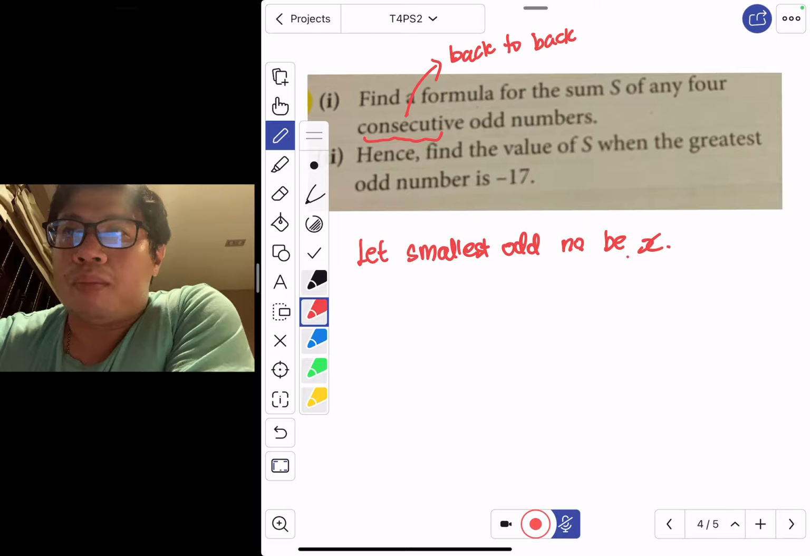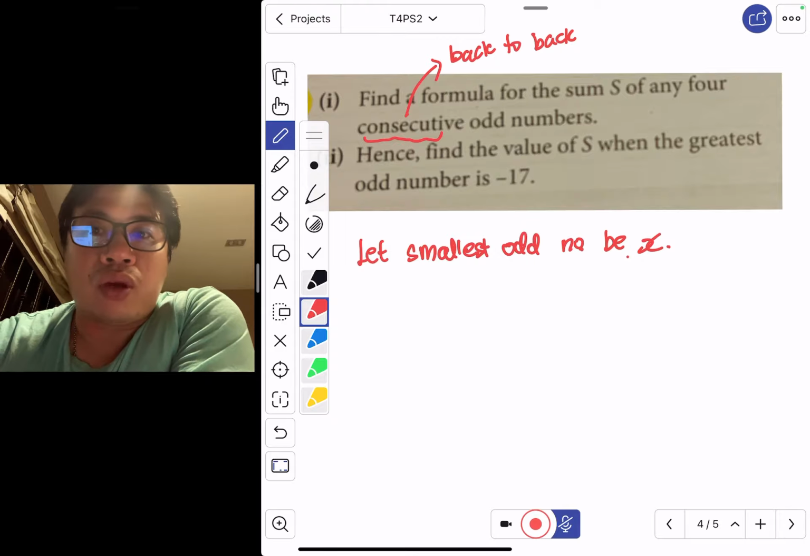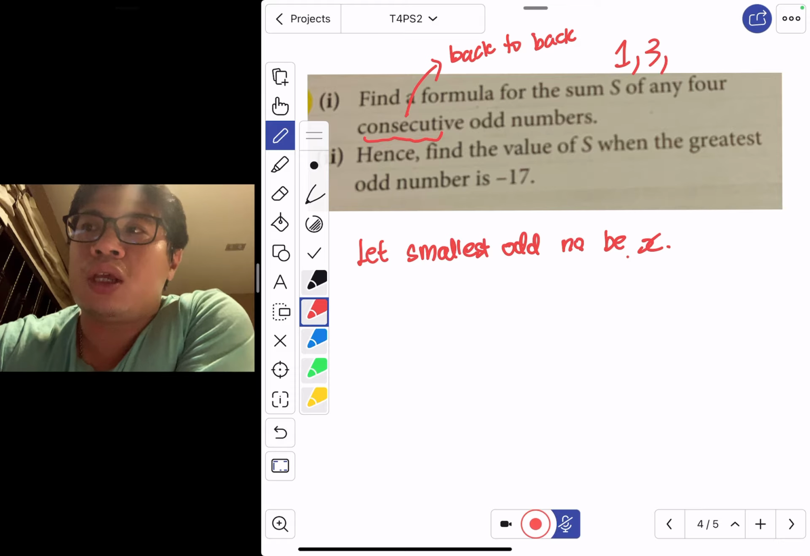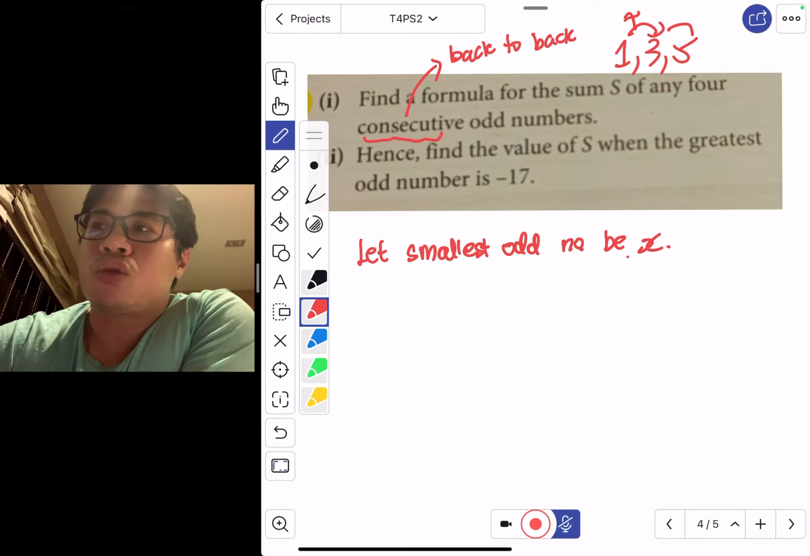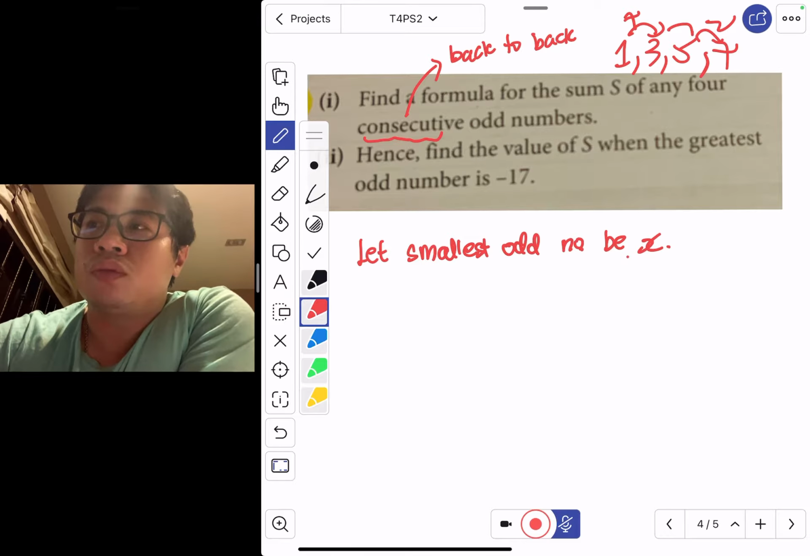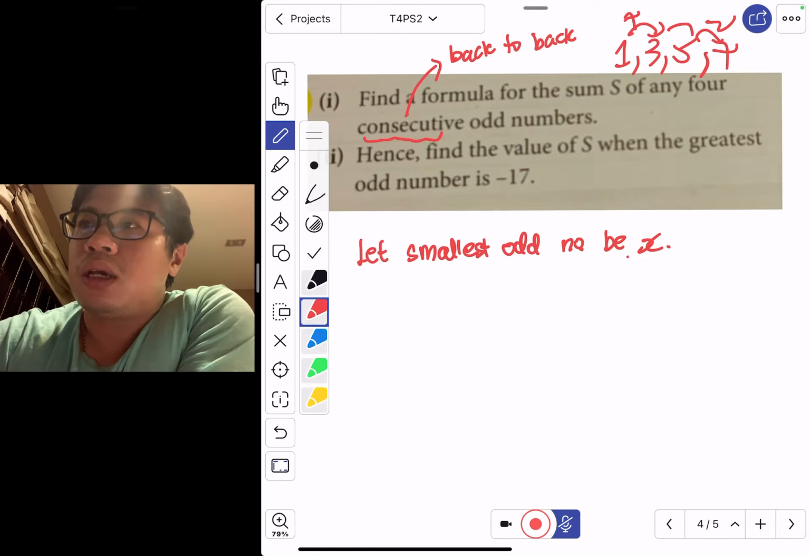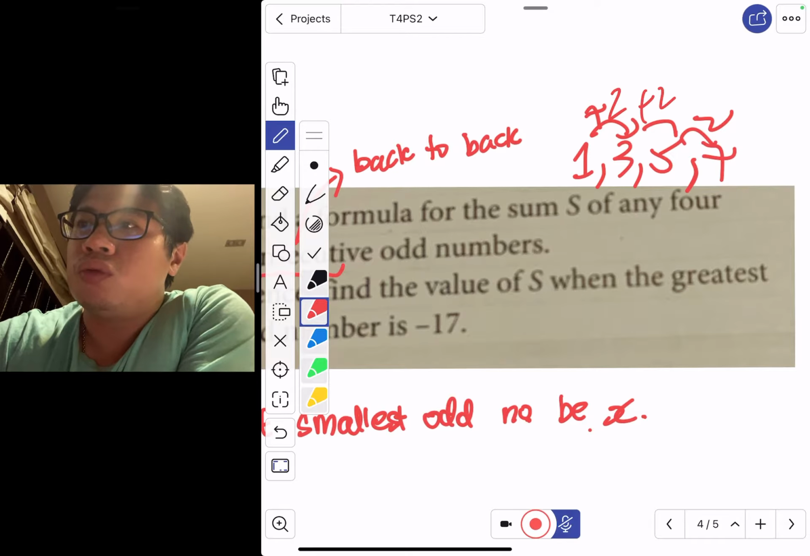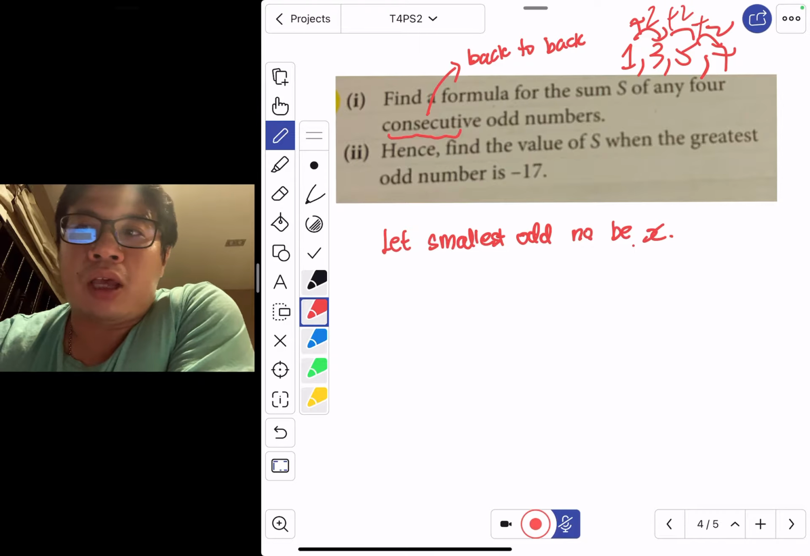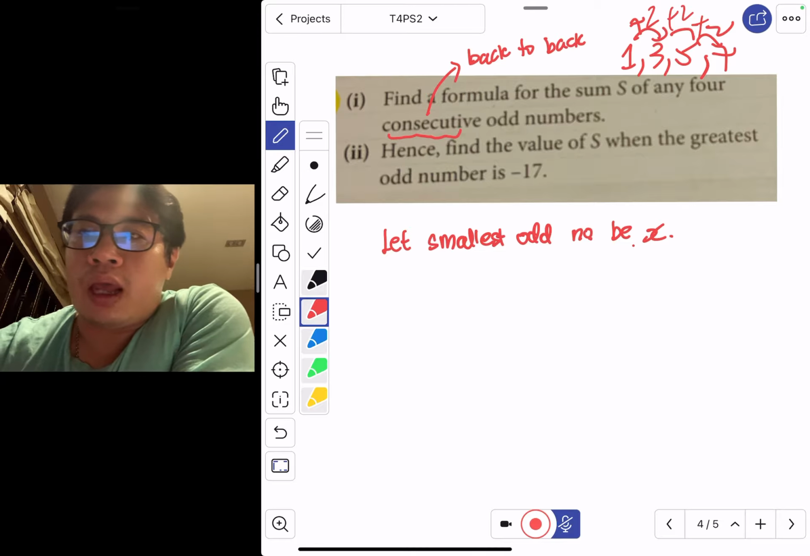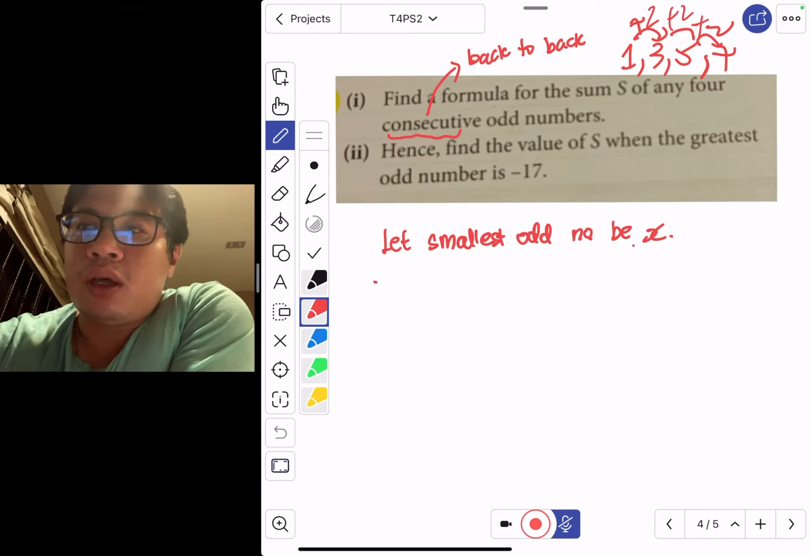Now the next odd number, because you know 1 is followed by 3, what's the difference between every consecutive odd number? It's a difference of 2. For example, 1 to 3 to 5, there's a difference of plus 2, plus 2, plus 2. Very simple, right? If I let the first one be x, you can see that the next number will basically be x plus 2.